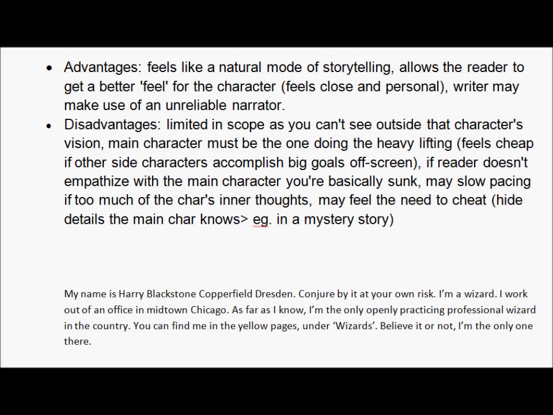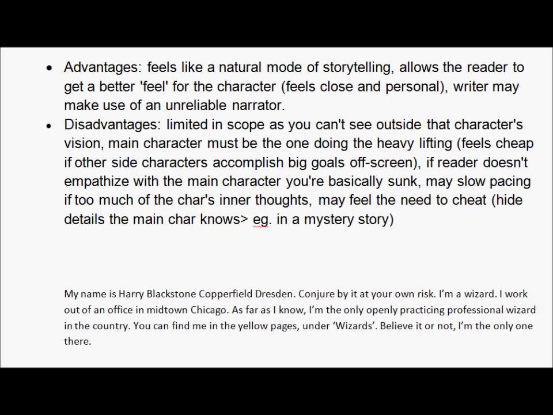So, just in that short paragraph, we learn a couple things. Another advantage to the first person is that if your main character feels like it, they can basically talk to the reader. Harry Dresden already knows his name. If you're writing in third-person perspective, you can't say his name was Harry Blackstone Copperfield Dresden. He was a wizard. He works out of an office in Midtown Chicago. That would be called an info dump, where you just shove a bunch of information at the reader. It's very cheap, and it's looked down upon, basically.